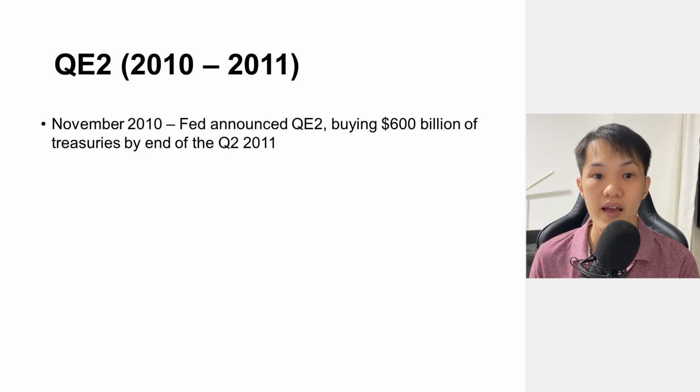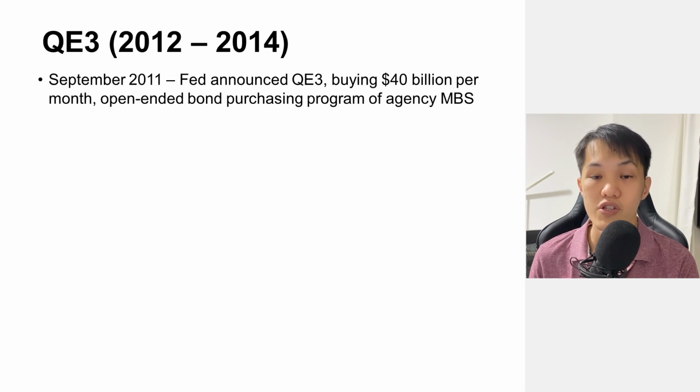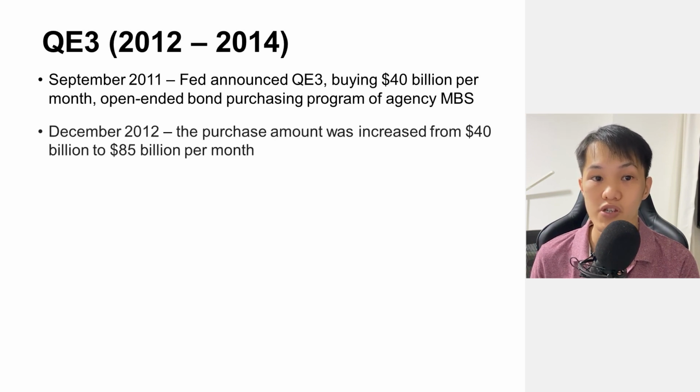QE2, November 2010, the Fed announced QE2, buying 600 billion of treasuries by the end of Q2 2011. QE3, September 2011, the Fed announced QE3, a 40 billion per month open-ended bond purchasing program of agency mortgage-backed securities. Because of its open-ended nature, QE3 has earned the popular nickname of QE Infinity. December 2012, the purchase amount was increased from 40 billion to 85 billion per month.